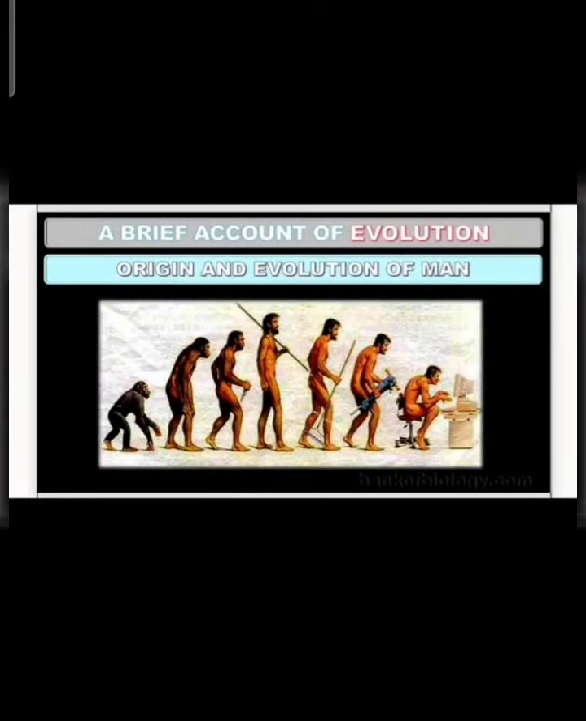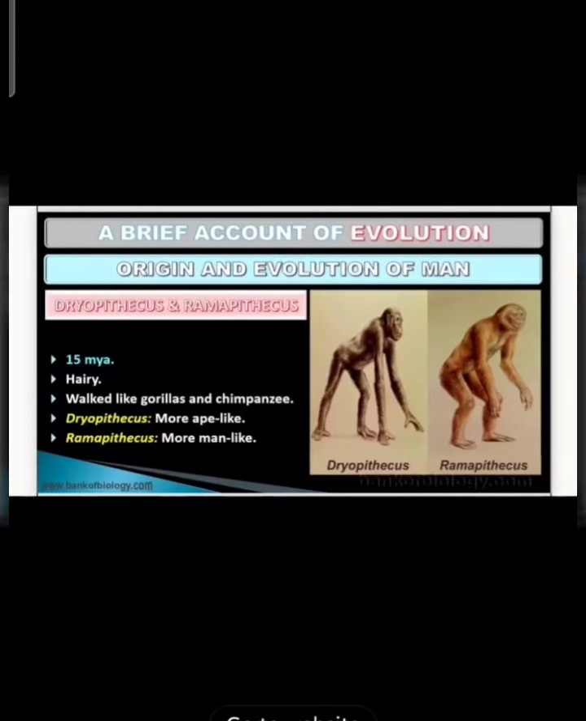Now we'll study the origin and evolution of man. Okay, so how man originated and how he evolved. So Dryopithecus and Ramapithecus, 15 million years ago. Man was found to be very hairy, as you can see here, and walked like gorillas and chimpanzees. What is the meaning of Dryopithecus? He is more ape-like. Okay, Ramapithecus, and then later he evolved to be a little more man-like.